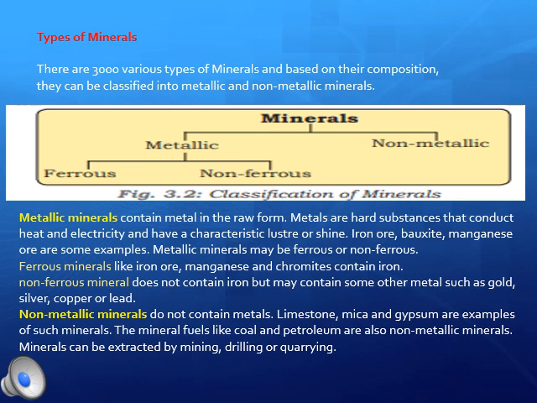Now, non-metallic minerals. Non-metallic minerals are the minerals that do not contain any metal in them. Examples are limestone, mica, gypsum, coal and petroleum. These minerals are mostly found in the form of ores and need to be extracted and purified before being used. Now, how are all these non-metallic minerals extracted? There are different methods in order to extract these minerals from the bed of the earth or rocks.